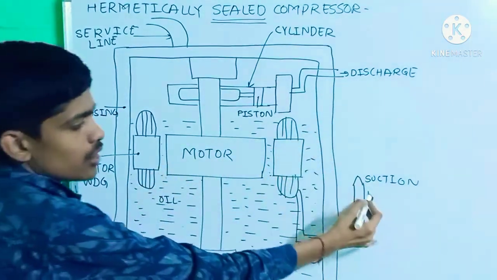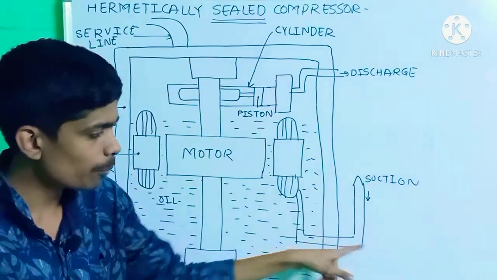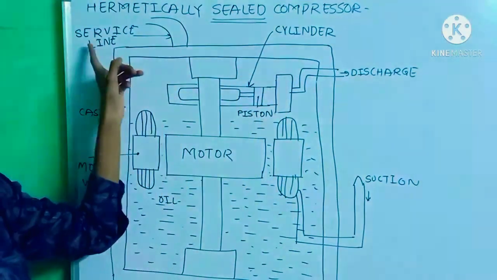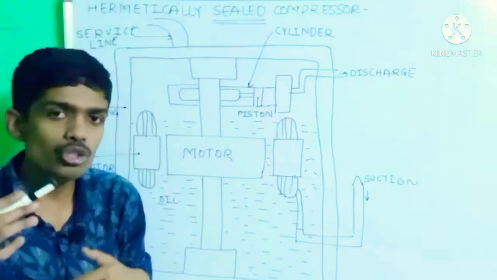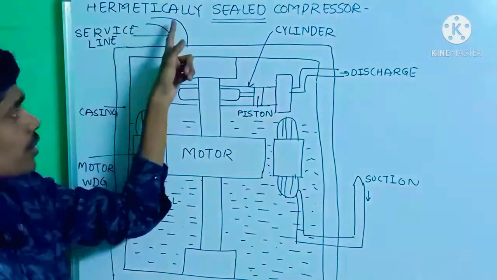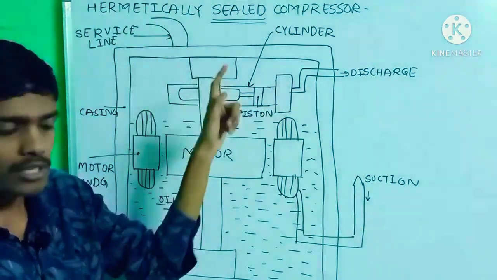This is the suction line through which the low pressure low temperature vapor refrigerant from the evaporator will enter, and this is the discharge line through which it will be discharged. This is the service line. If you want to change the lubricant oil or the refrigerant, charging of lubricant oil is also possible with the help of the service line.